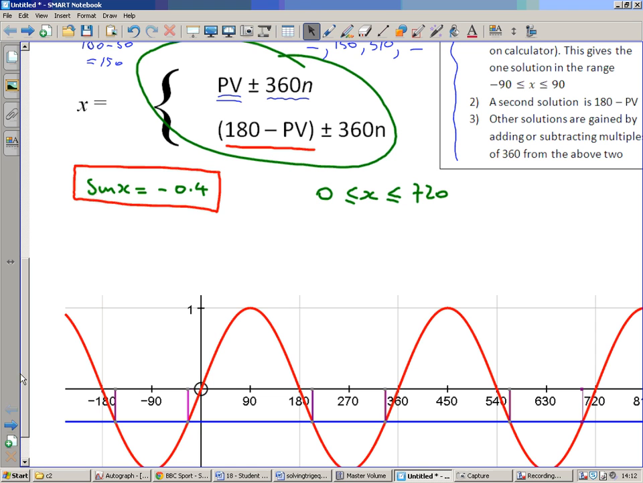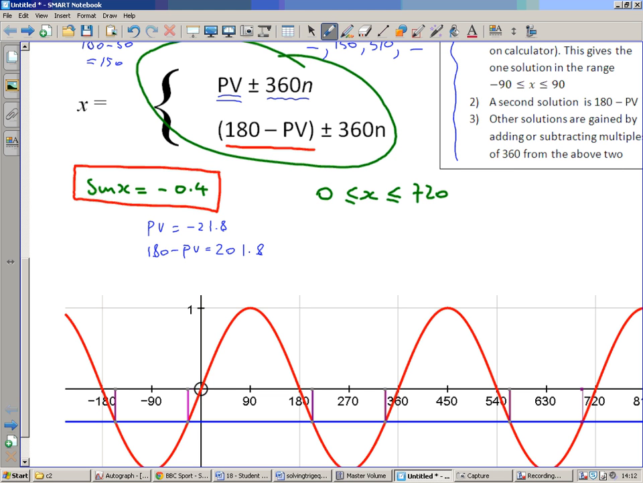Find the principal value. The principal value is arc sine of minus 0.4. Make sure the mode in your calculator is in degrees. So we get the principal value is minus 21.8. We've also got 180 minus the principal value. Watch out for the double negatives here, because that gives us the number 201.8.